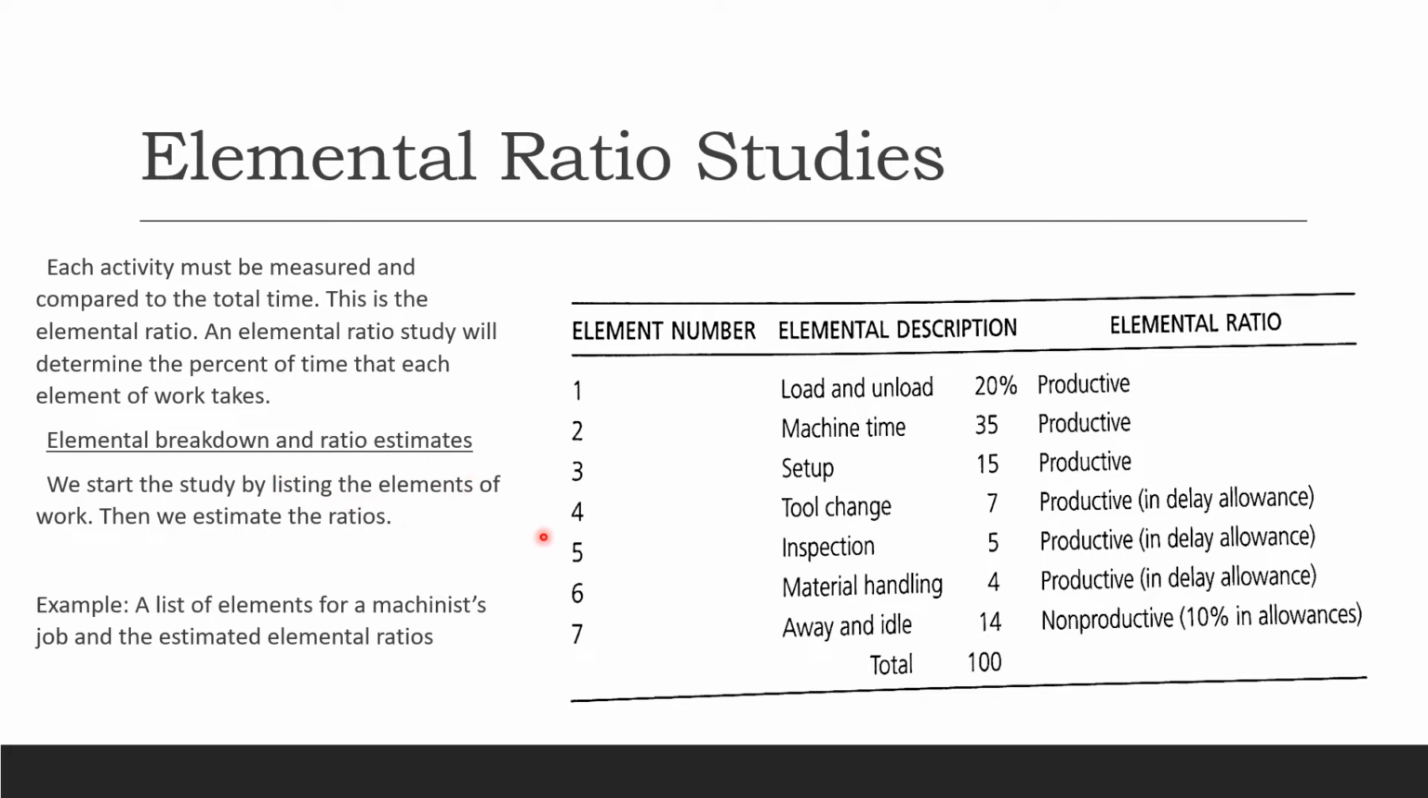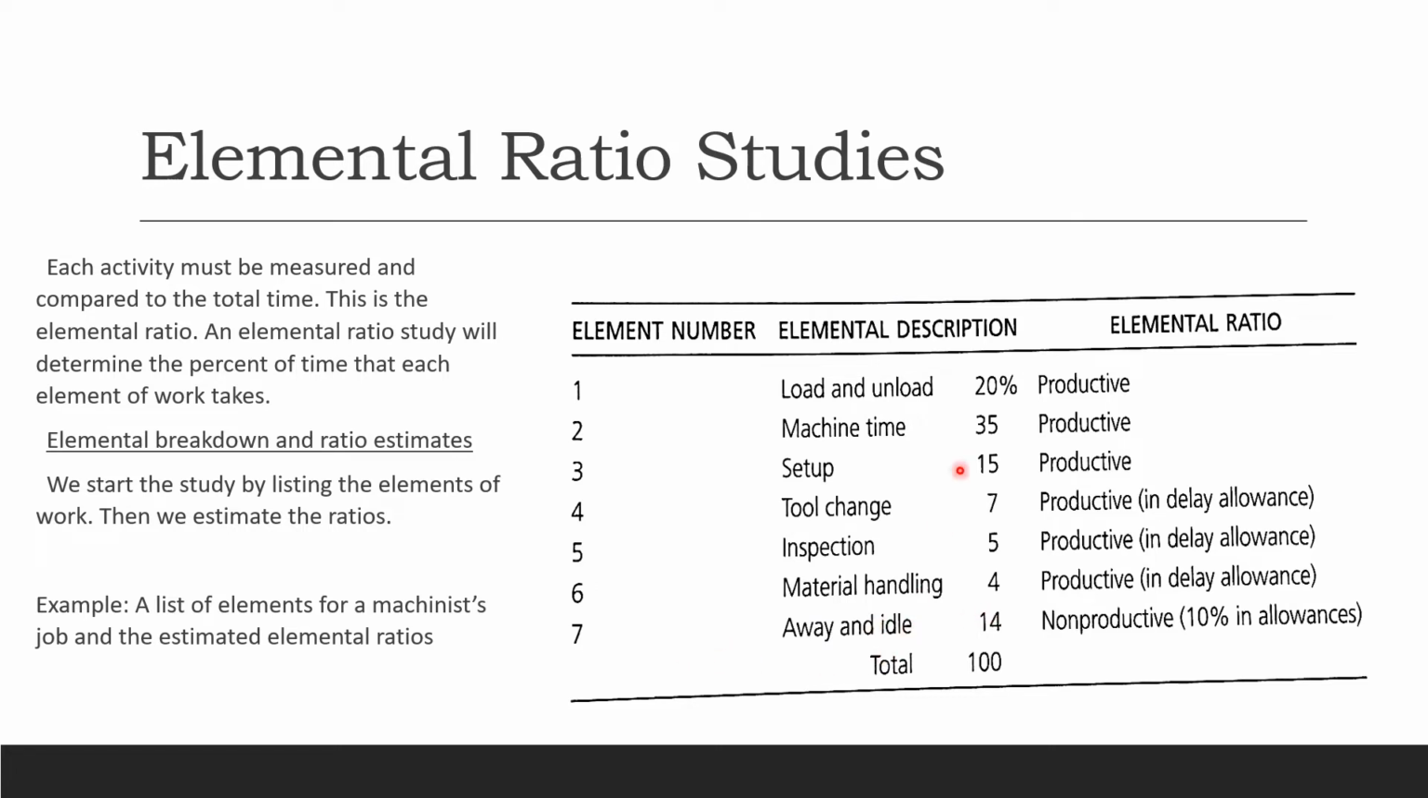We start the study by listing the elements of work. Here we have 7 elements. Then we estimate the ratio. This table shows the estimation for all 7 elements of work. Work element 1 is loading and unloading. 2 is machine time. 3 is setup. 4 is tool change. 5 is inspection. 6 is material handling. And 7 is being away and idle time.